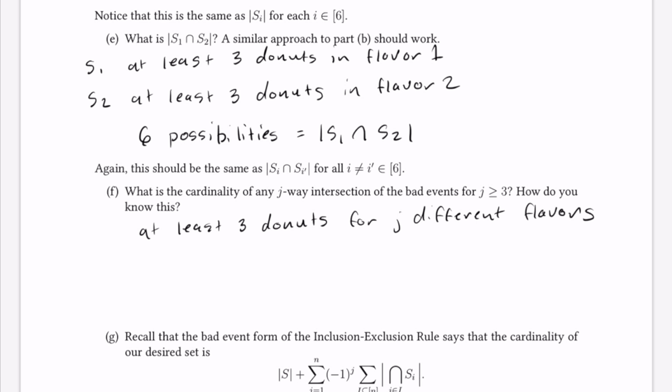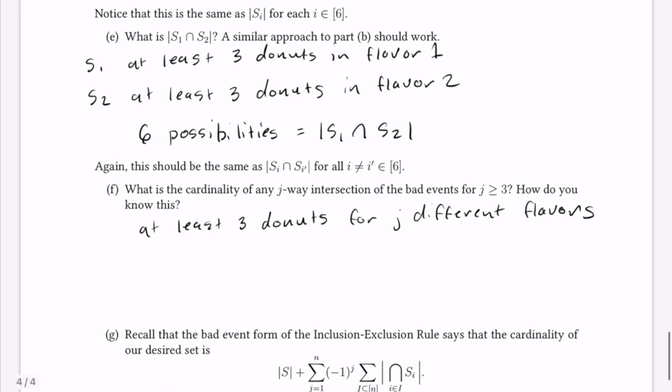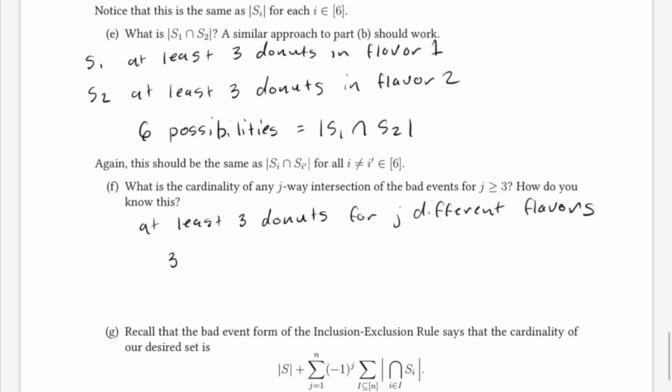Since we know j is greater than or equal to 3, this means that we have a total of 3 times j donuts that we need to set aside, where j is greater than or equal to 3, so this is greater than or equal to 9. But we don't have 9 donuts, we only have 7 donuts that we can select. So the cardinality of any j-way intersection of the bad events is 0.